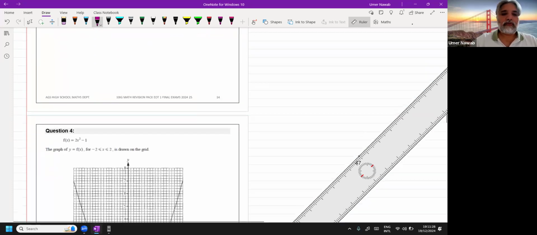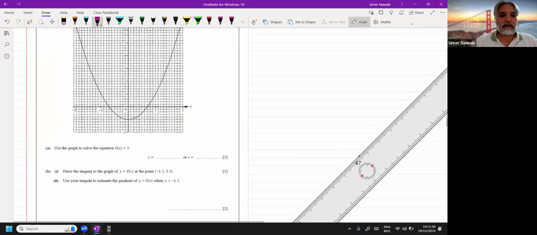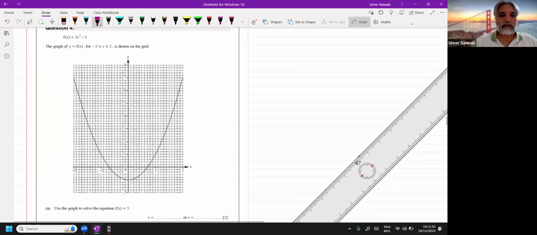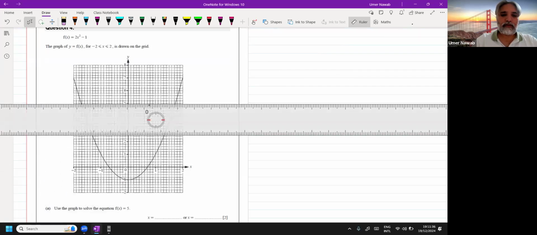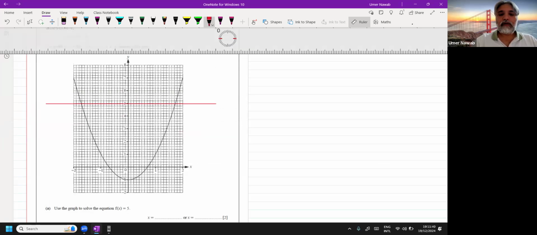Let's go to the next. It says solve the equation f of x is equal to 5. Draw the horizontal line f of x equals 5. It cuts the curve at 2 points. Approximately, it comes to minus 2.7 and 1.7. So the solutions are minus 1.7 and 1.7.